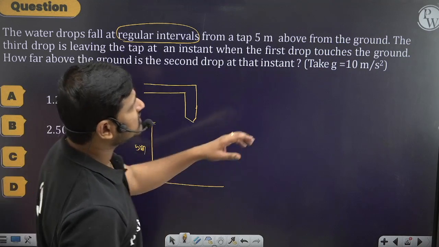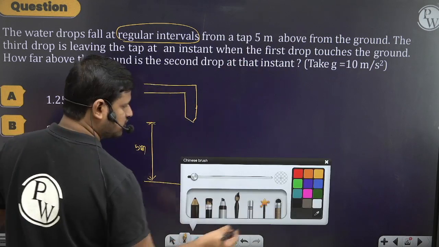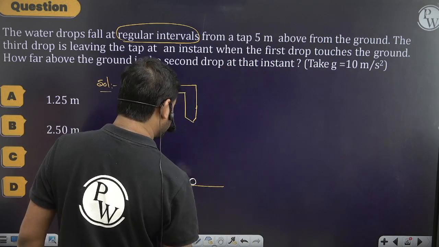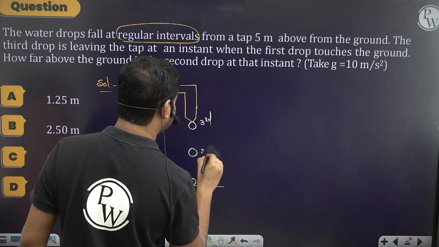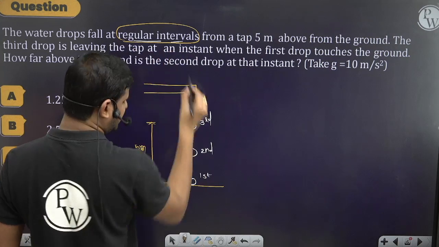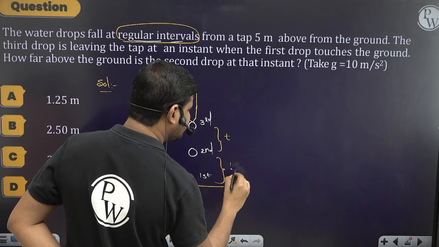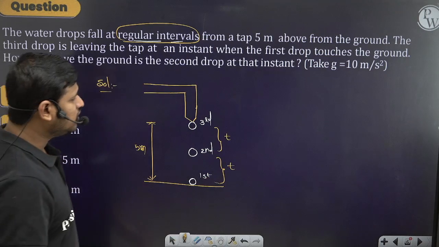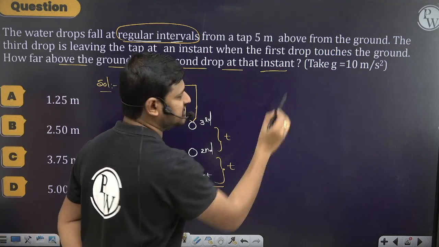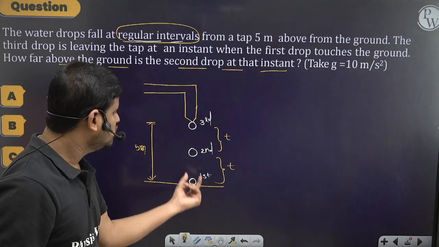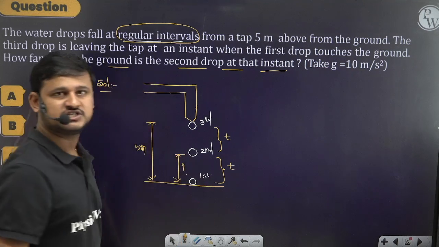Now what they are saying in the question is, the third drop is leaving the tap at an instant when the first drop touches the ground. So when the first drop is about to touch the ground, the third drop is releasing. So this is the third, this is the first. In between the second drop will be there. They said at regular intervals of time. So the time gap between this and this is going to be t. The time gap between this and this is going to be t. So now what I need actually: how far above the ground is the second drop at that instant? So when the first drop is touching the ground, how far above the ground is the second drop? This distance we require. That's what they are asking.